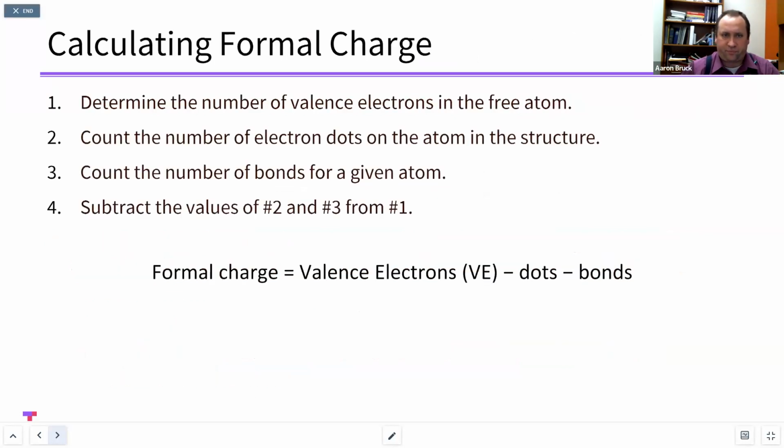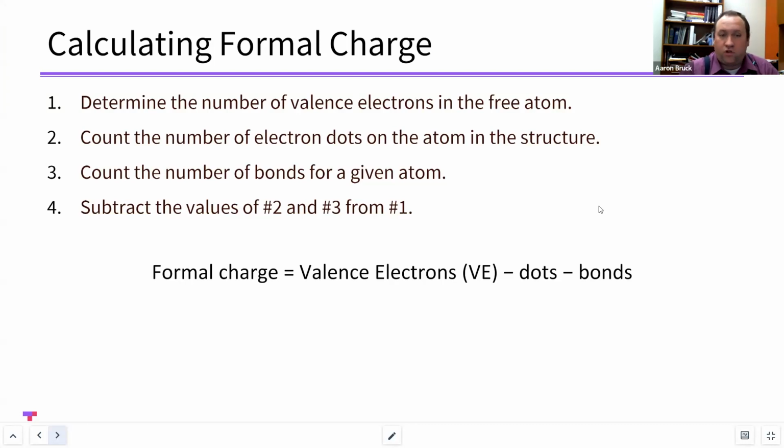Now, to calculate formal charge, you would calculate formal charge on every single atom in a structure. And the method here is relatively simple. We're going to take, for each element in that compound, the number of valence electrons, and we're going to subtract from that the number of dots, so number of unpaired electrons on that atom, and the number of bonds that that atom is making.